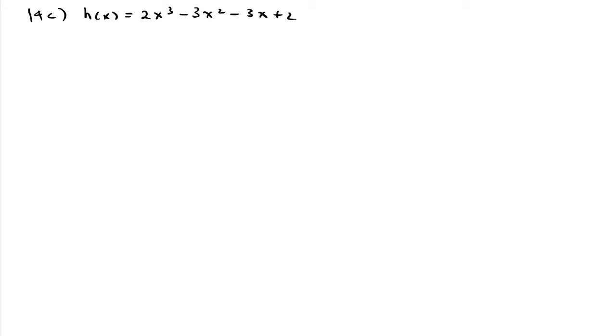So we're given here that h of x is equal to 2x cubed minus 3x squared minus 3x plus 2. And we want to analyze and then sketch this function. Okay, so let's try first finding the x-intercepts. Okay, so when is h of x equal to 0?